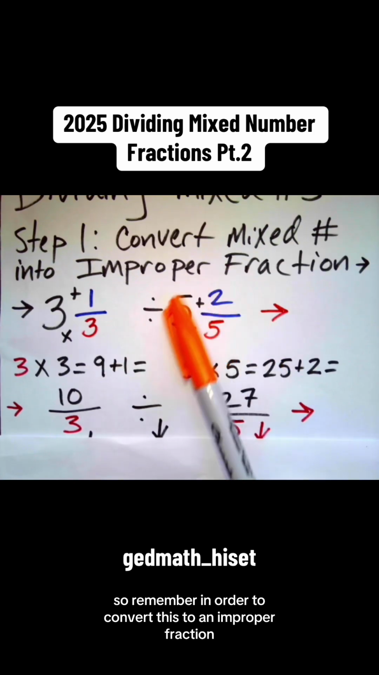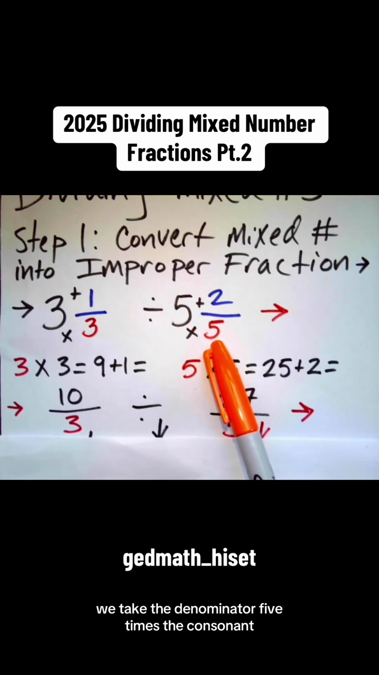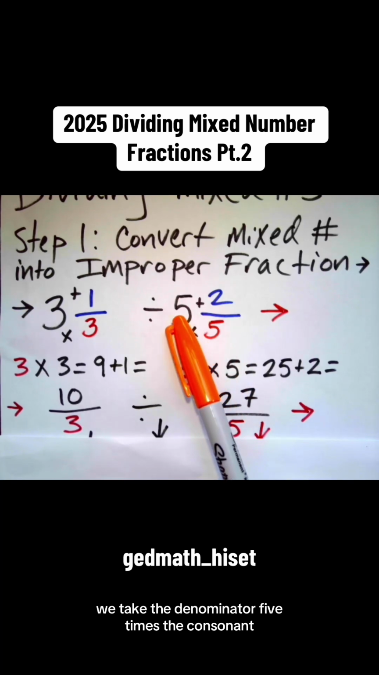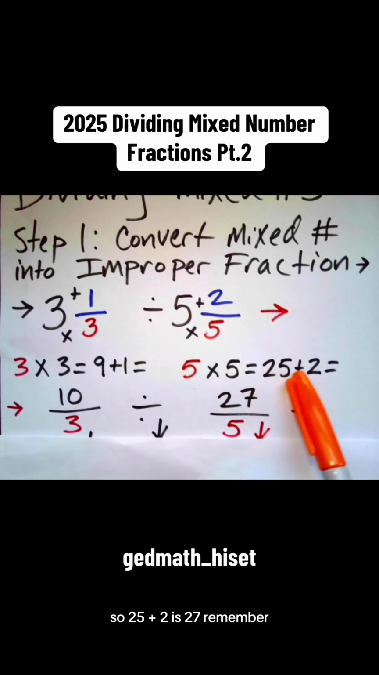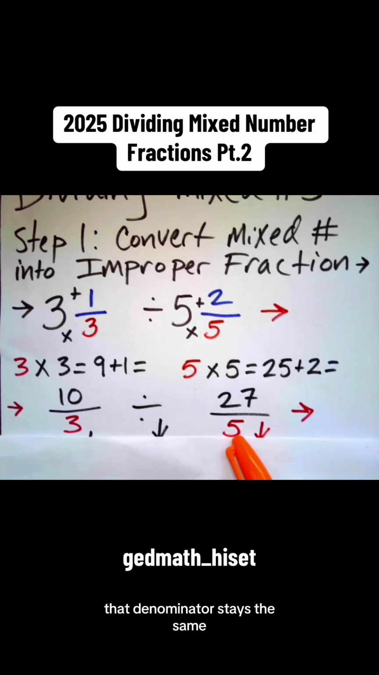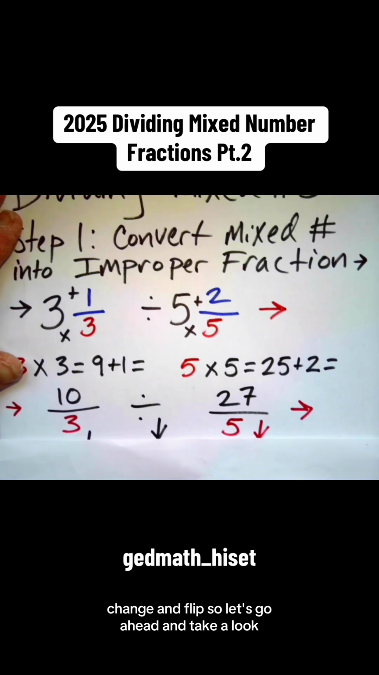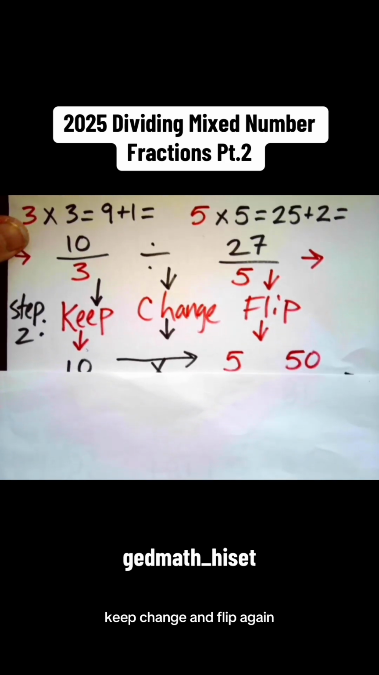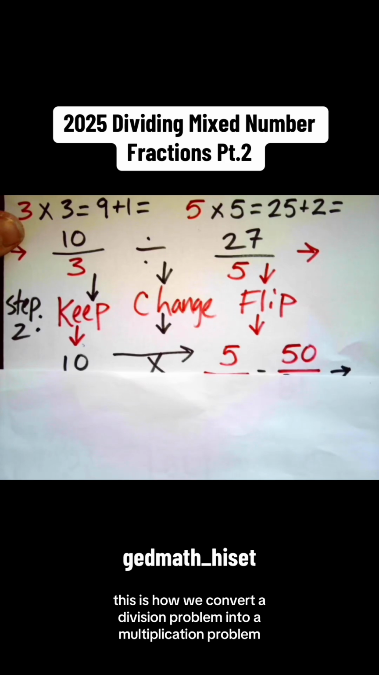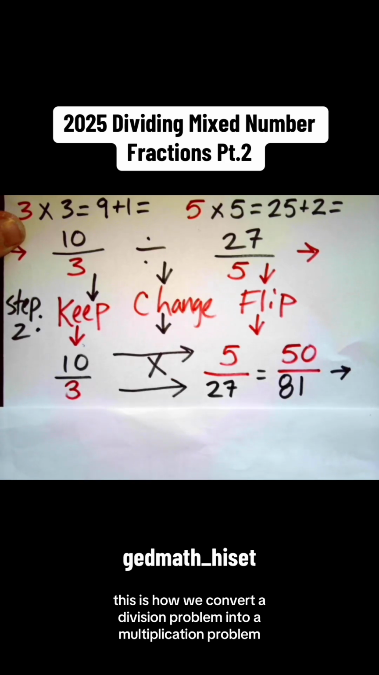So remember, in order to convert this to an improper fraction, we take the denominator, 5, times the constant. So 5 times 5 is 25. And then we add the numerator, 2. So 25 plus 2 is 27. Remember, that denominator stays the same. Now we're ready to keep, change, and flip. Let's see what that looks like here. Again, this is how we convert a division problem into a multiplication problem.